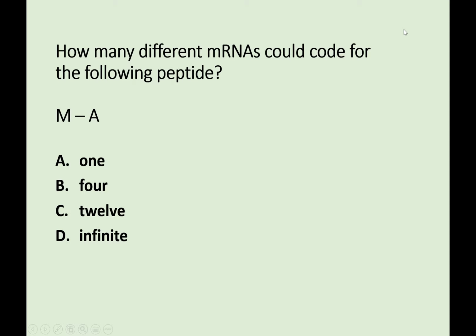So this question asks, how many different mRNAs could code for the following peptide? If you look on your codon table, methionine is coded by AUG, and alanine, there you are, could be GCU, or GCC, or GCA, or GCG. So you could actually have 4 different mRNAs that code for the same peptide.